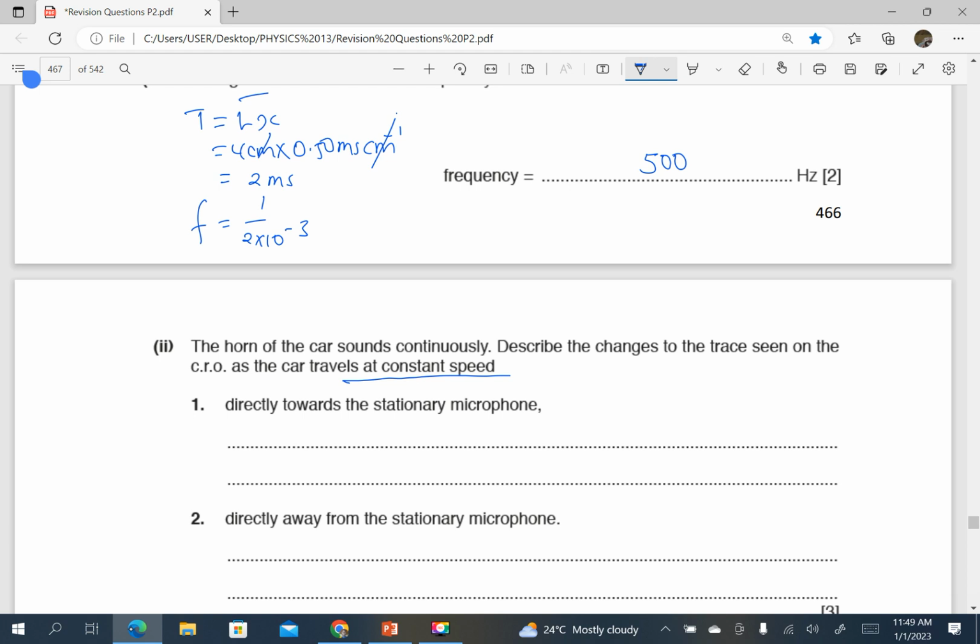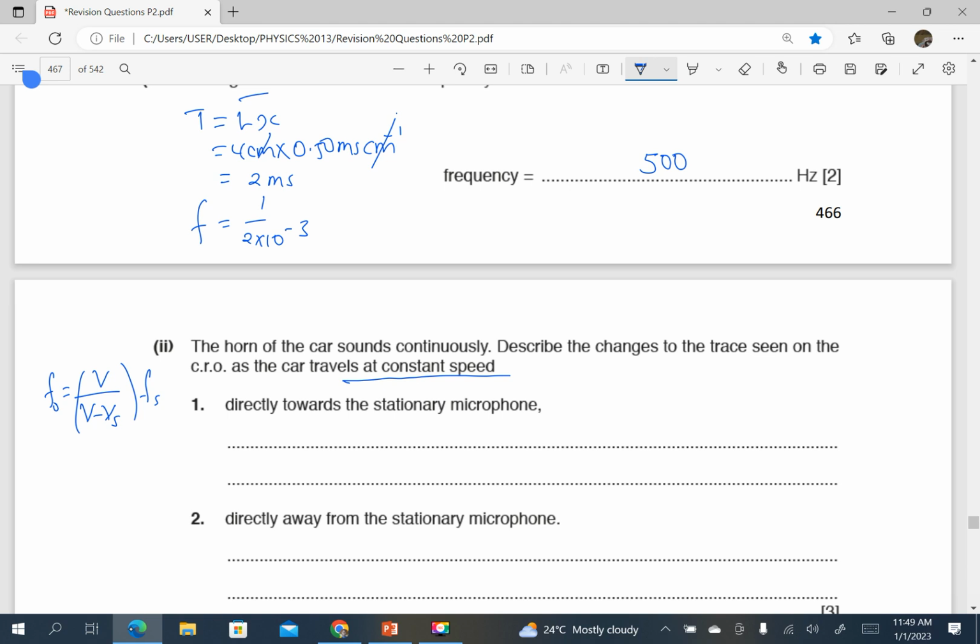So remember, observed frequency F is equal to V over V minus Vs, times Fs, because it is directed towards. The horn of the car sounds continuous.